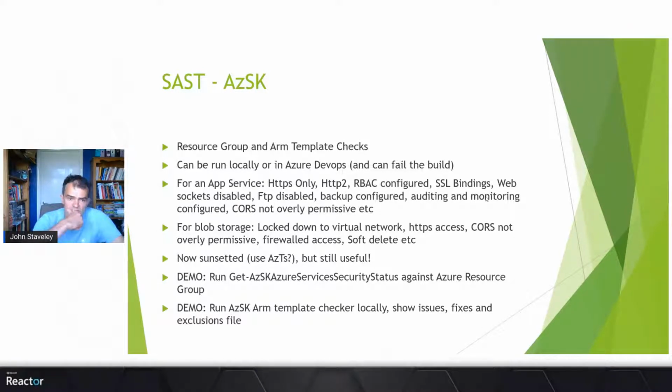So the kind of checks it can do, for instance, for an app service: if you've seen an ARM template before, it's basically a JSON file with a load of settings in it, and in there will be a setting that says HTTPS only true. Now, if you haven't set that, it'll then provide a file which can, again, be used to fail the build that says you haven't enforced HTTPS. You can also check for HTTP2. You've got RBAC configured. You've correctly set SSL bindings, WebSockets disabled, FTP disabled, and lots of other security checks.